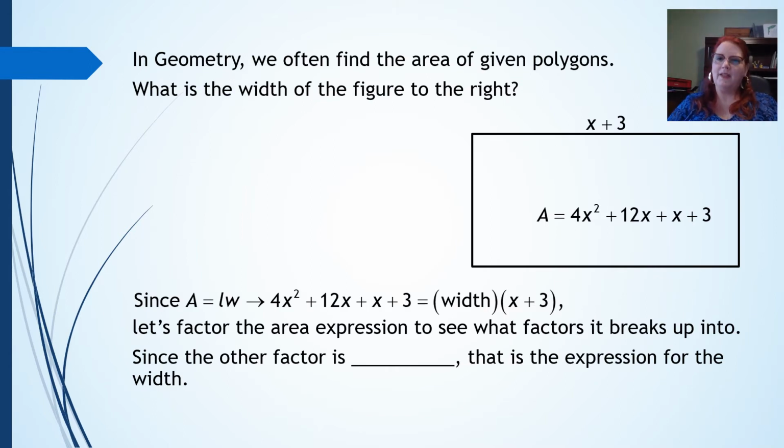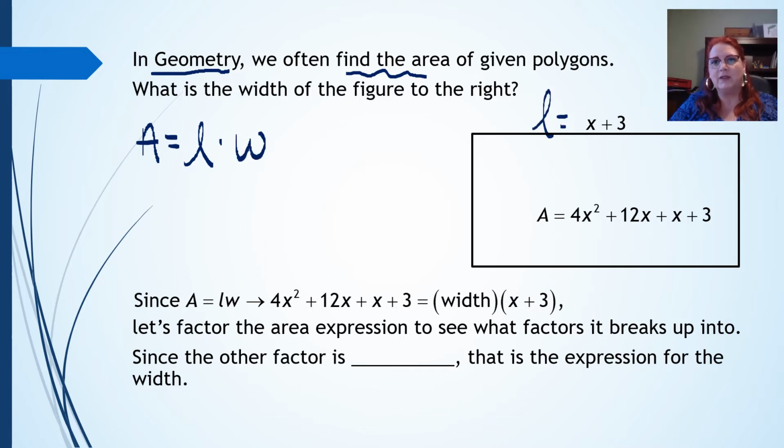So we're going to apply the same sort of knowledge to something that we might do in geometry, and that's finding the area of a given polynomial. Now, this one gives you a figure, and it says, what's the width of the figure to the right? Now, this is a rectangle, so we know that the area of a rectangle is the length times the width. Well, they gave me the length is x plus 3, and they gave me the area, 4x squared plus 12x plus x plus 3. So I need to find the width.